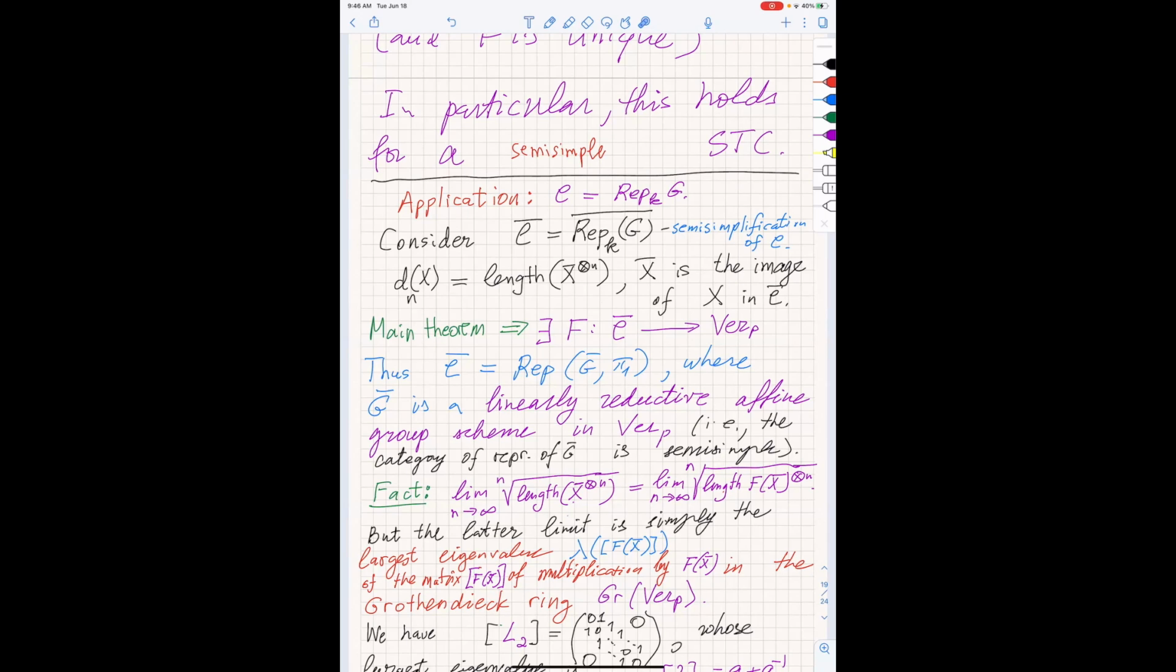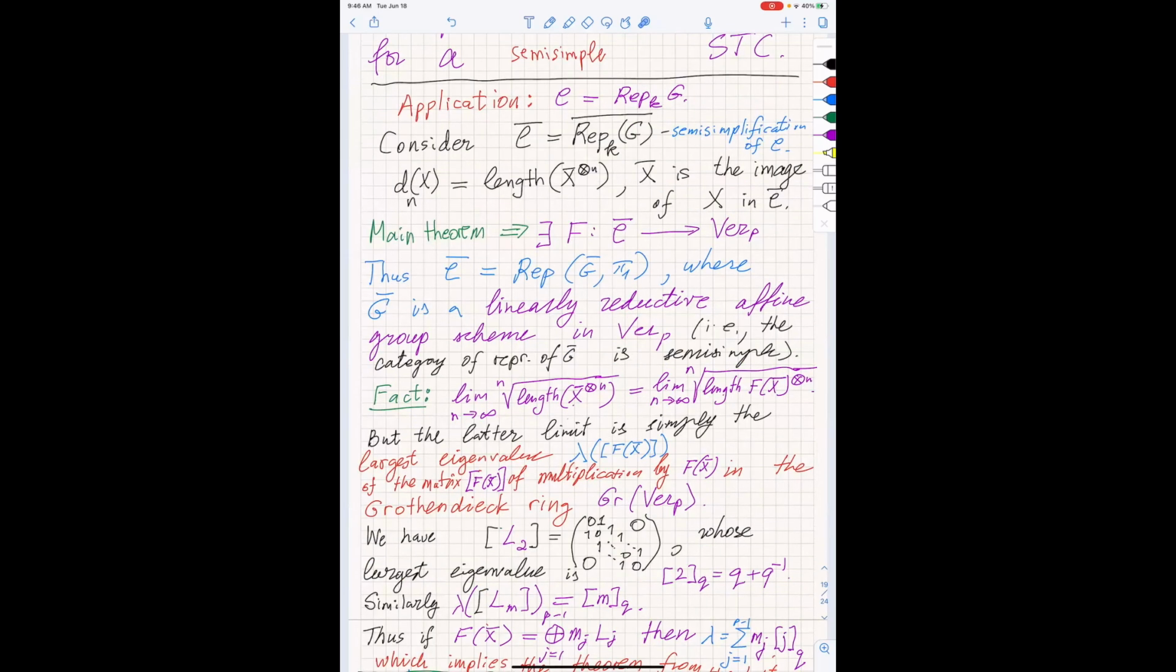It increases by a factor that is sub-exponential with respect to n, which means that as long as we're only interested in the asymptotics of the n-th root of the length, it doesn't matter whether we do or don't apply f. So the limit of the n-th root of the length of x bar to the n is the same as the limit for f of x bar to the n. That's not very difficult to show, and I'm going to skip the proof.